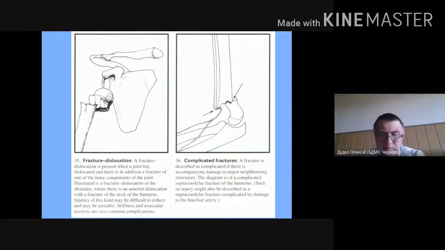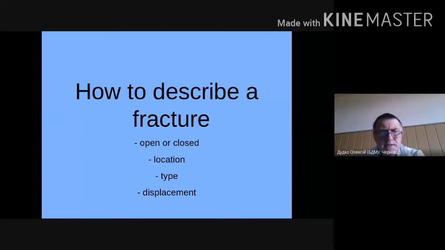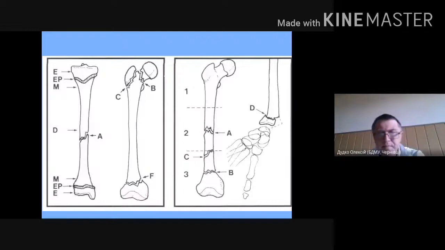The first thing that you should do, working as a doctor, is know how to describe the fracture and how to make the diagnosis. For this, you need to know an algorithm, what you should mention in your diagnosis, and of course you need to know the types of fractures and types of displacement, all the things you should use for your diagnosis.